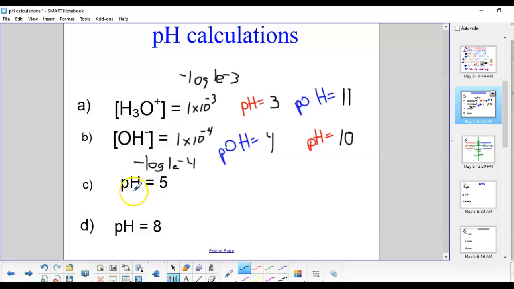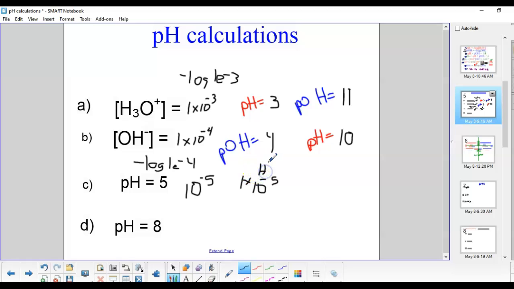Let's look at C. Now this is the other type of equation. We're going to have to do an antilog. If you do antilog, that's 10 raised to the x power, and the power is the negative of the pH, in this case 5. That's going to give you 1 times 10 to the negative 5. Again, it's pretty straightforward because I'm using whole numbers. If I had not used whole numbers, then it wouldn't be so easy.